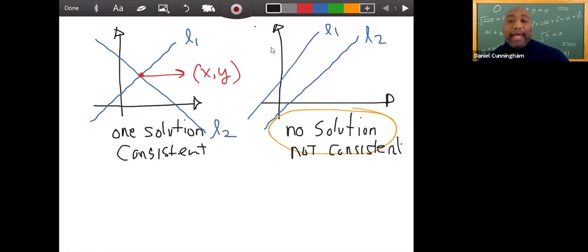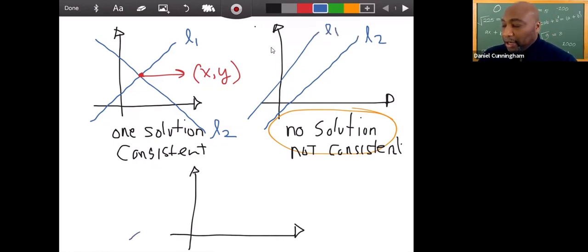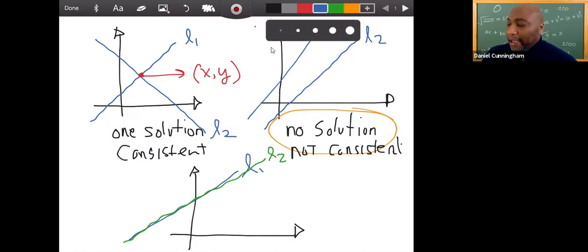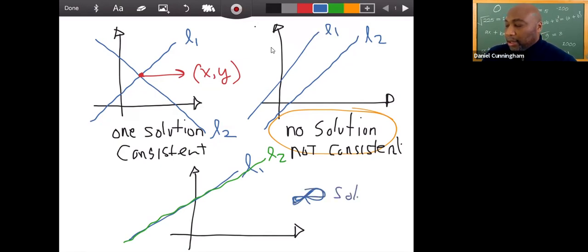Now there's a third thing that can happen with a system of equations. You can graph a line, let's say this is L1, and then let's say you graph the other line, L2. I'm using a different color here. And it looks like L1 and L2 are the same line, which they are. If that happens, then you have the answer being infinitely many solutions. And we use the infinity symbol here. And we call that dependent.